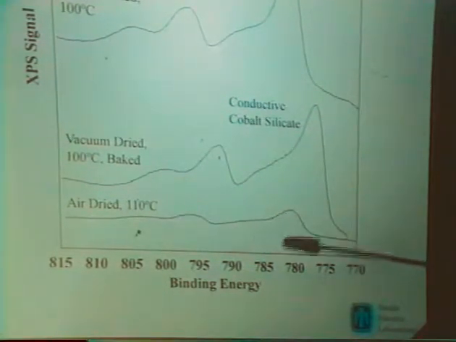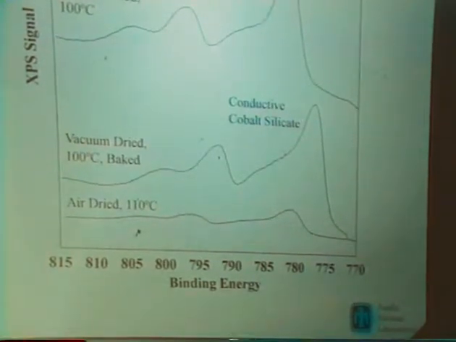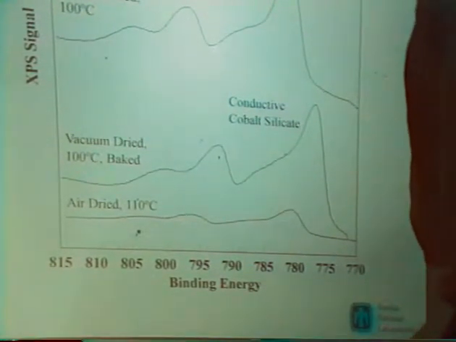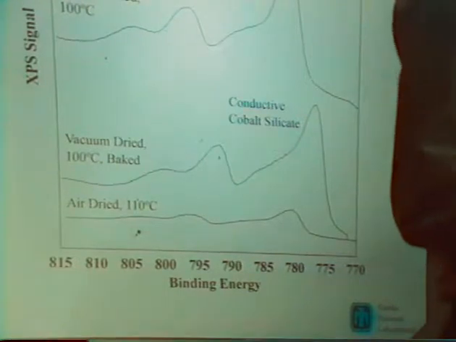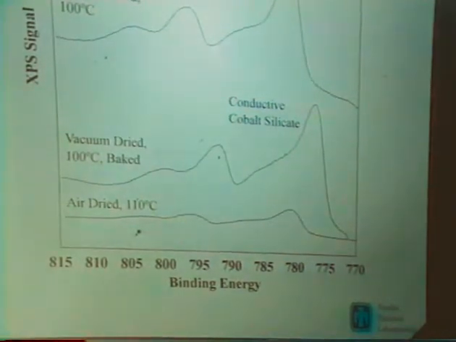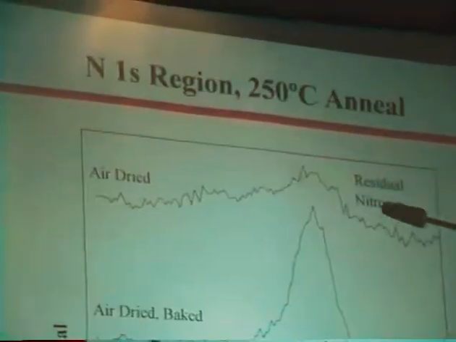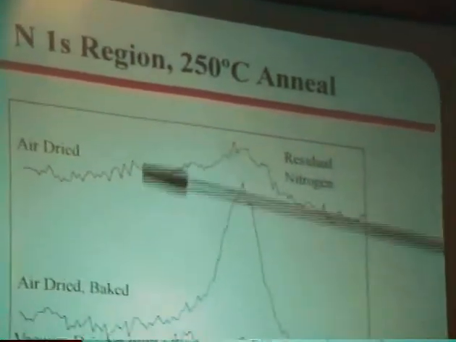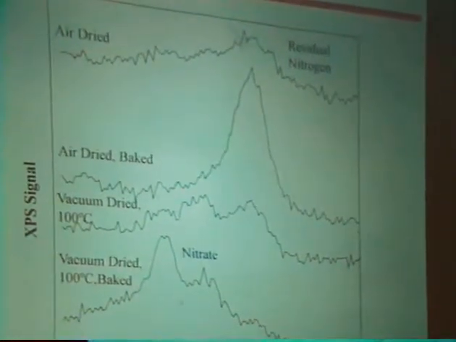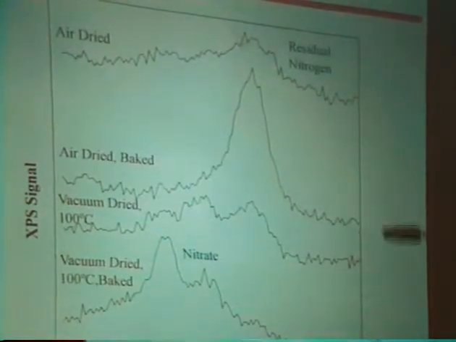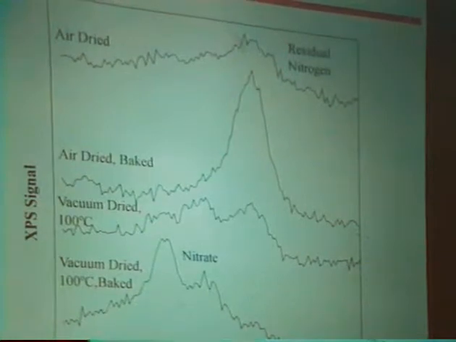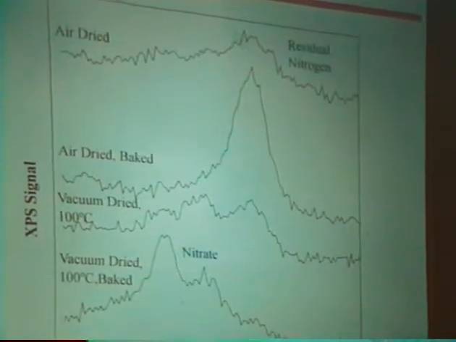Finally, for the air-dried sample, we don't see any change upon annealing it to 250 degrees C. And this is expected because we had already seen that it had been converted to the cobalt oxide. If we look at the nitrogen 1s region, it supports the idea that we have had total nitrate decomposition. For the air-dried sample, we see no peak that would be indicative of nitrate. We do see some residual nitrogen on the surface. For the air-dried and baked sample, we don't see any change in the nitrogen 1s features from the as-prepared sample.